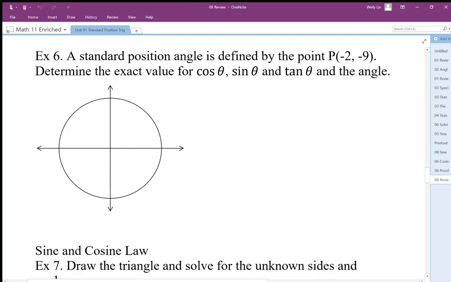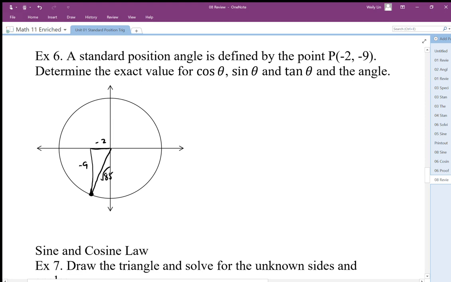So the standard position angle is defined by the point (-2, -9). I'm just going to draw that in. And since the position is known, again, we have to consider θ1 and θ2, but we know that the answer is just going to be one angle. The one position is known. So I'm going to use Pythagoras to find the third side here.